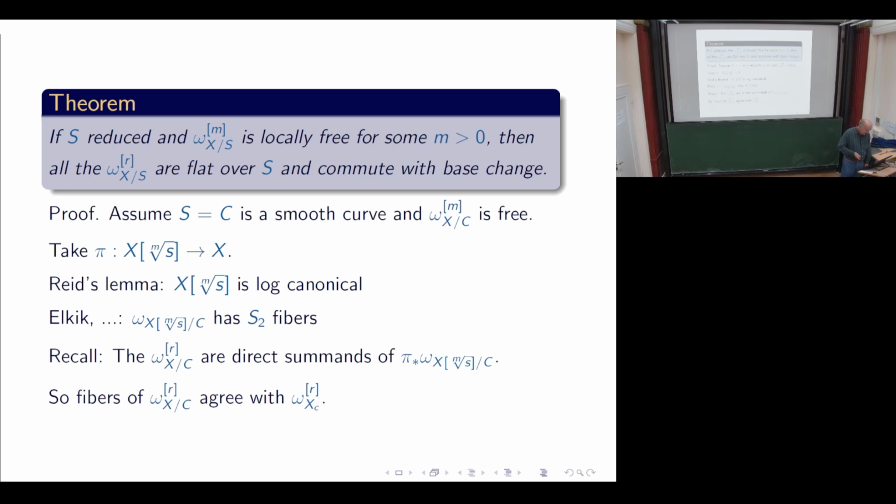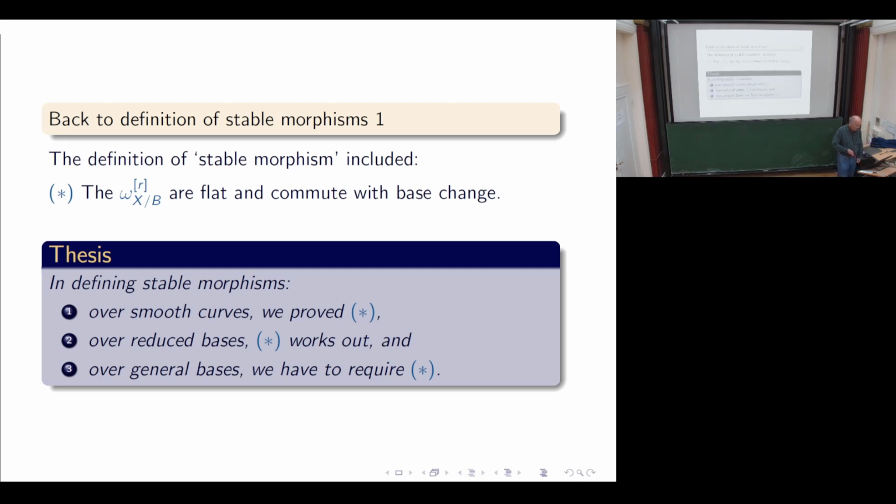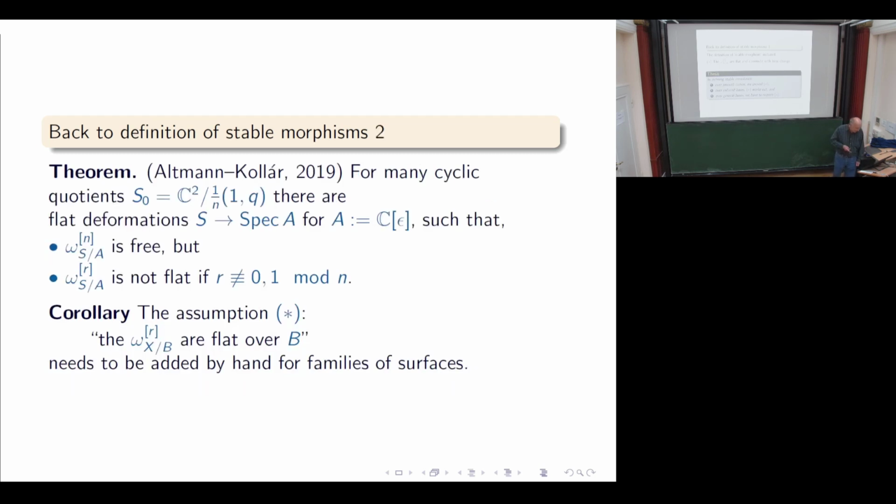So this works when S is reduced. Okay. And so now, if we go back to the definition of stable morphism, it included this assumption that all the reflexive powers of omega X over B are flat and commute with base change. Now, we just checked that this is okay over a smooth curve, that this is implied by the rest of the assumptions. And then you work a little bit, then out of this you can get that over reduced bases, this in fact works out. But over a general base, this is not an implication that we have.